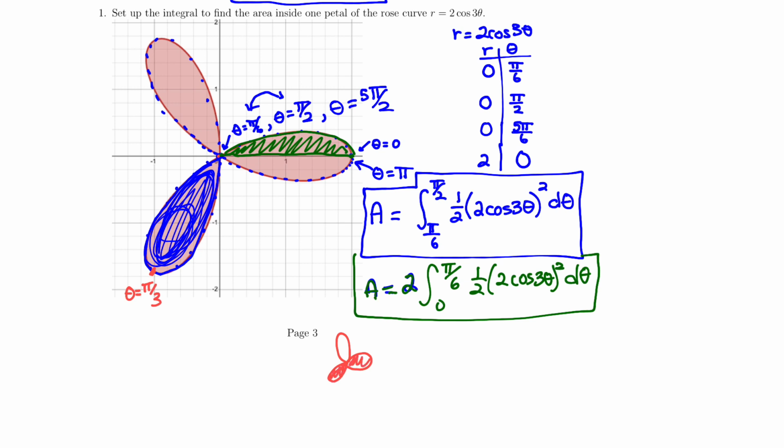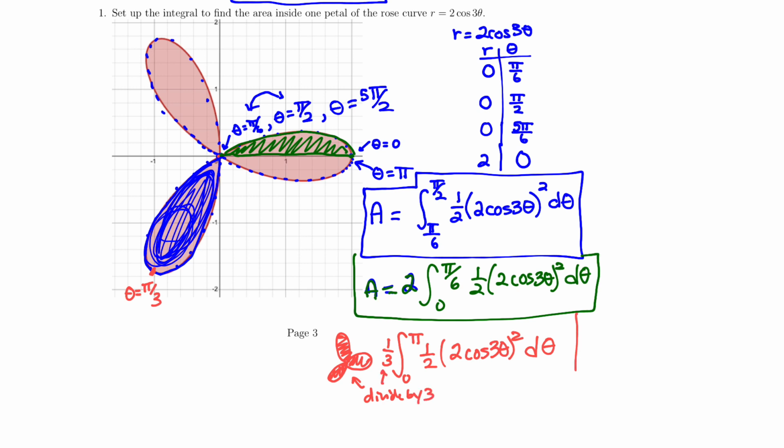Another way you could do it is to take the entire curve and divide by 3. We have to go from 0 to pi. If you look on Desmos, from 0 to pi it gets you all the way around. If you divide that by 3, it would also give you the area of one of the petals. So take the whole area and then divide by 3.